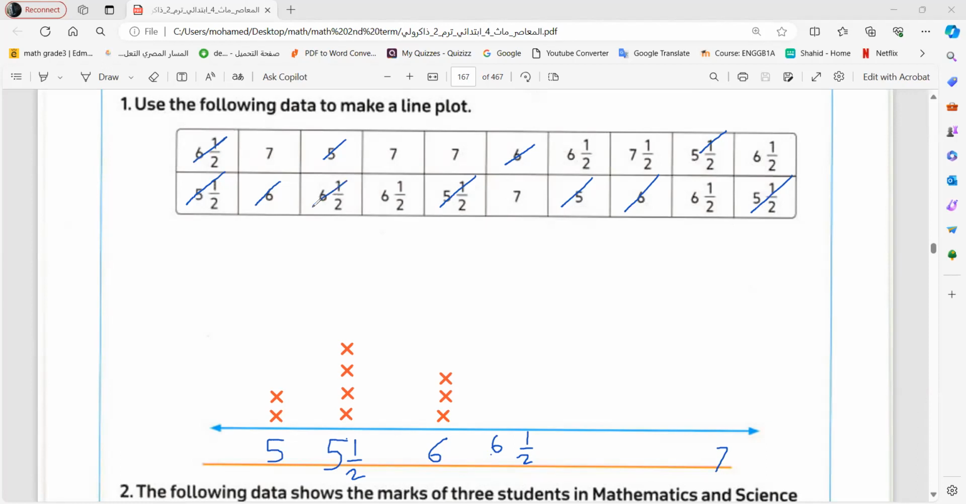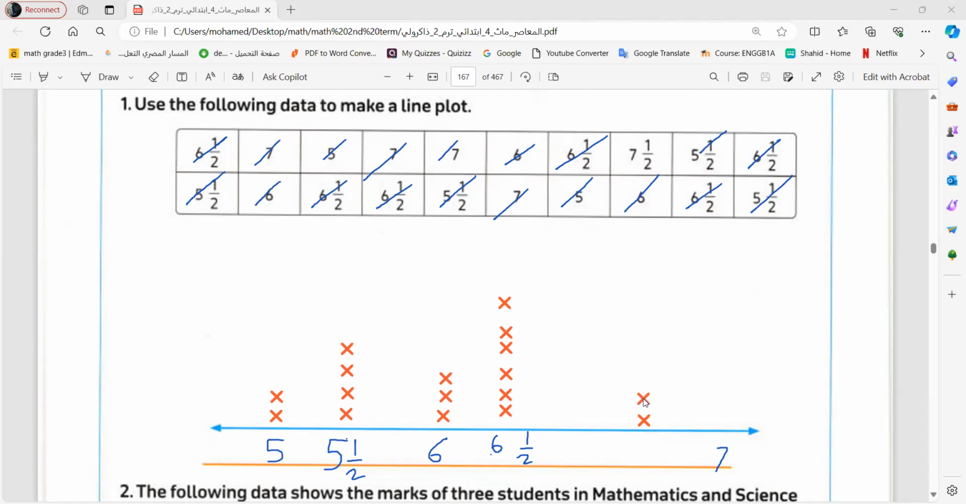1, 2, 3, 4, 5, 6. That means I need to make 6. Bravo. 1, 2, 3, 4, 5, 6. Finish. 7 now. 1, 2, 3, 4. Bravo, just 4. Did you finish? No, I still have 7 and half.